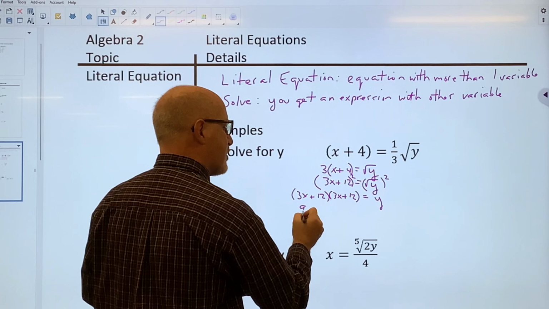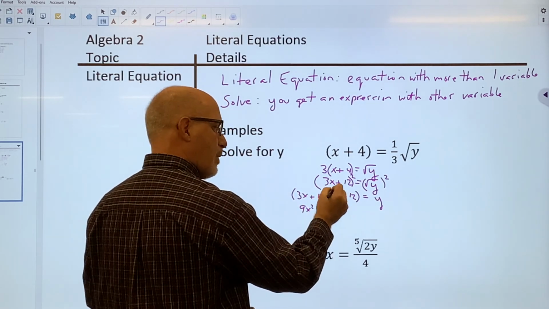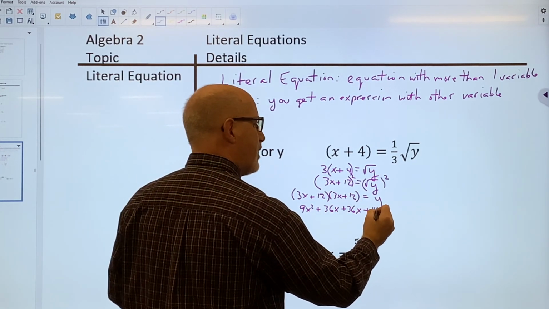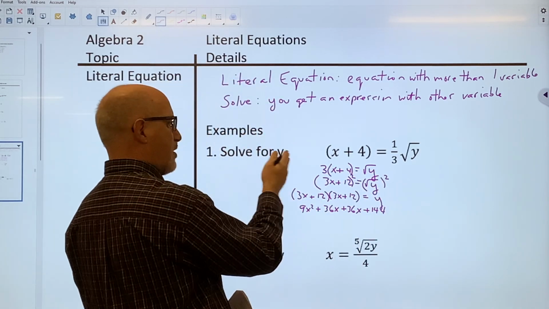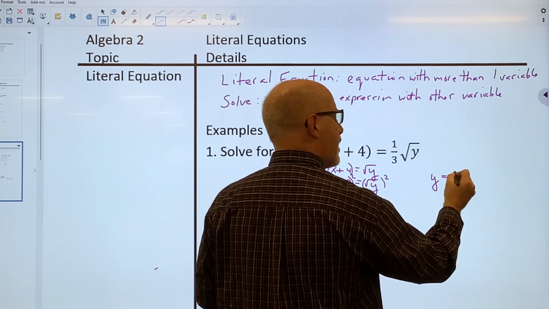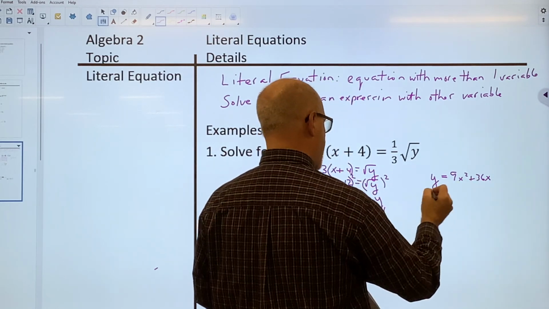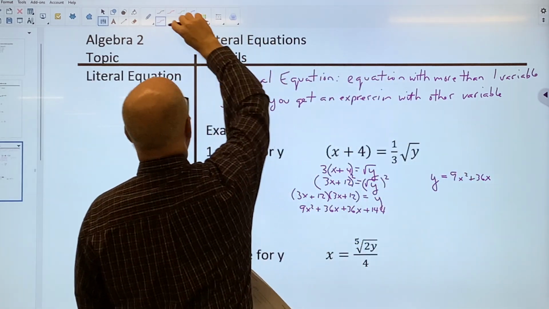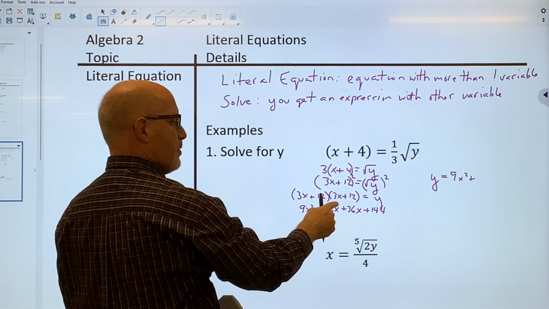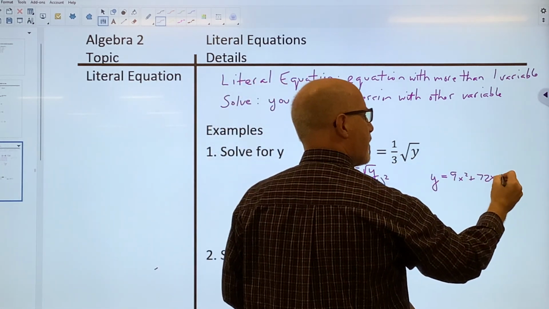So I'm going to get 9x squared. 3x times the 12 will give me a 36x, and then 12 times the 3x is a 36x, and then 12 times 12 is 144. So my final expression to solve for y for this literal equation is that y will equal 9x squared plus 72x, because I'm going to add those two together. So 36x plus 36x is 72x, and then plus 144.